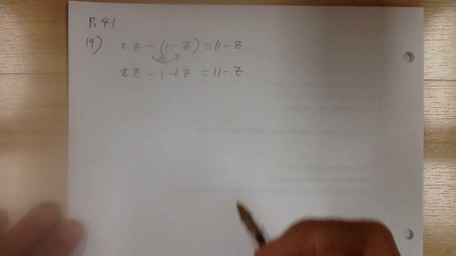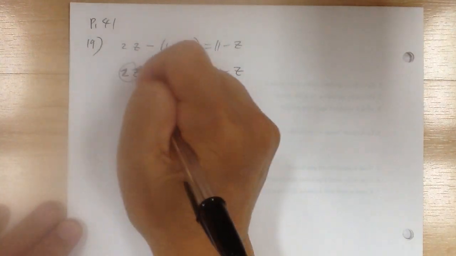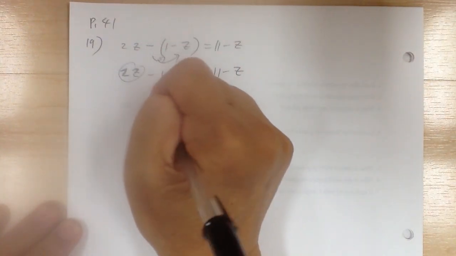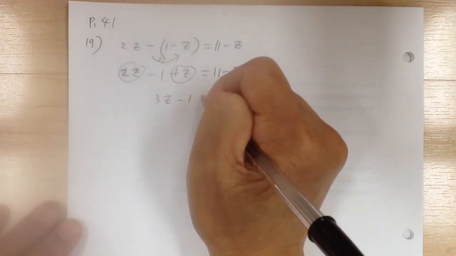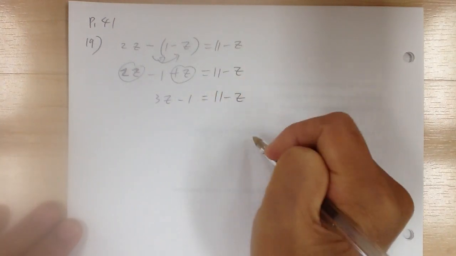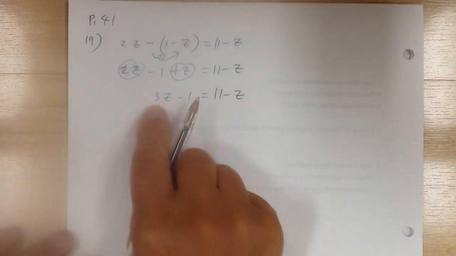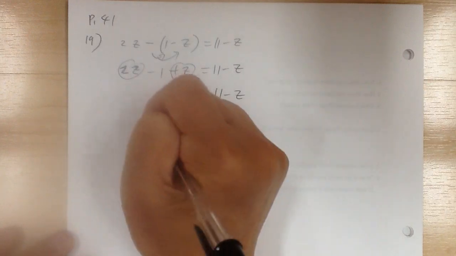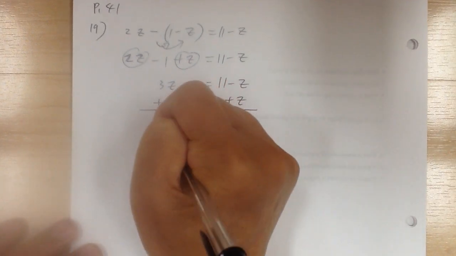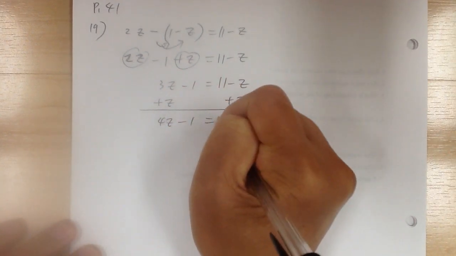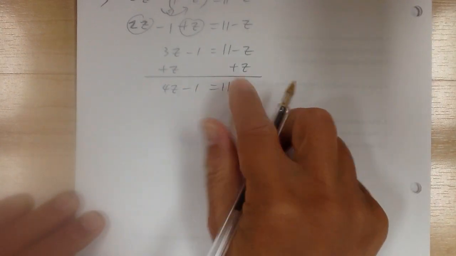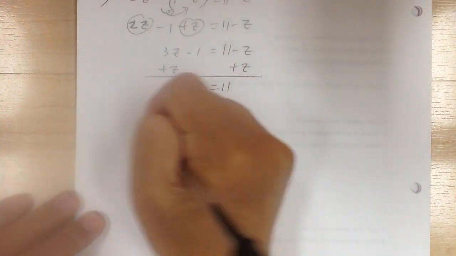Okay, next. Again, there are too many things, so I'm going to combine the like terms first. So I get 3z minus 1 equal to 11 minus z. Now I'm going to move this z over, so I need to plus z. So I get 4z minus 1 equal to 11. Then I'm going to move the number over, so plus 1.